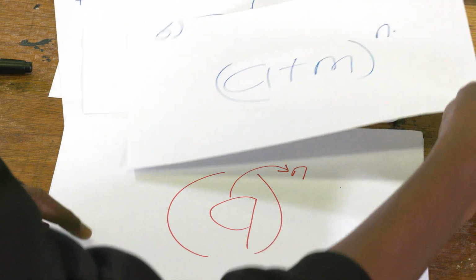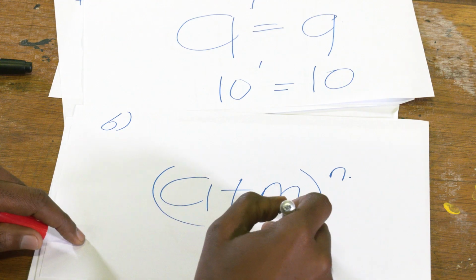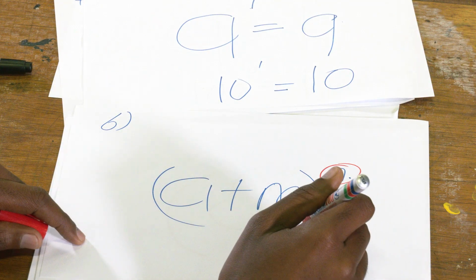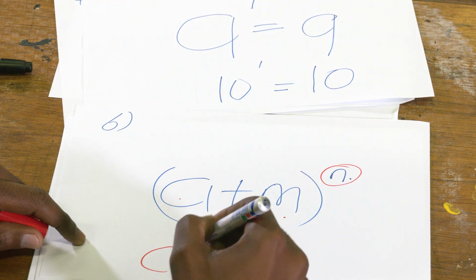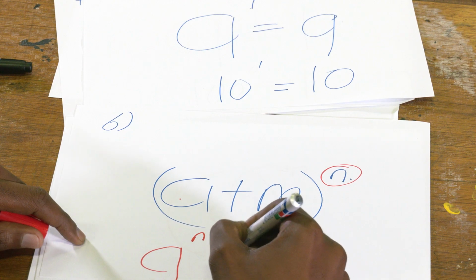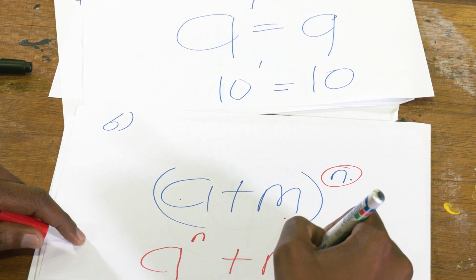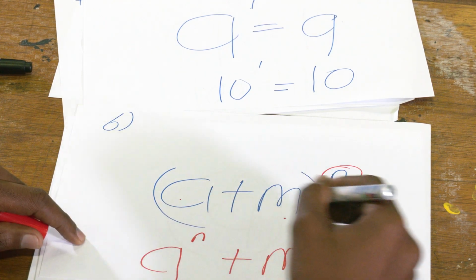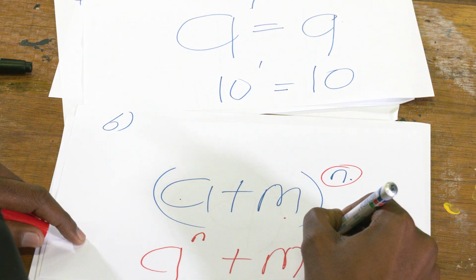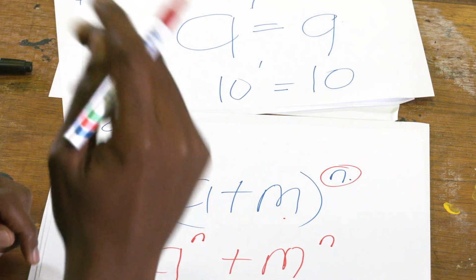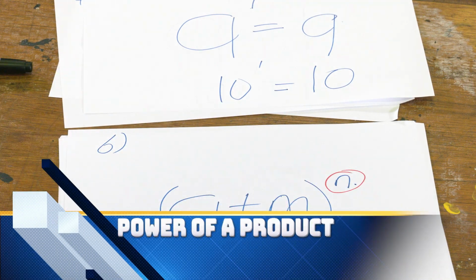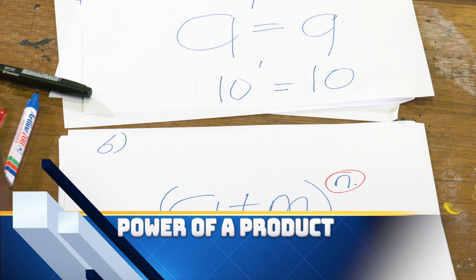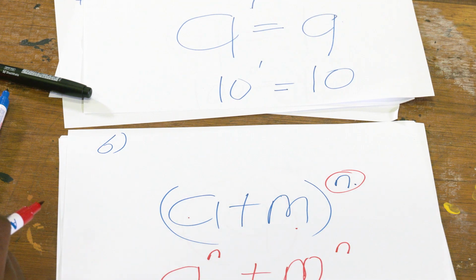So that means when you've got 2 different variables raised to the n outside of brackets, then each of those variables must be raised to that power. So it would be a to the n and then m to the n. Each of the different variables within the brackets would then need to take that power.